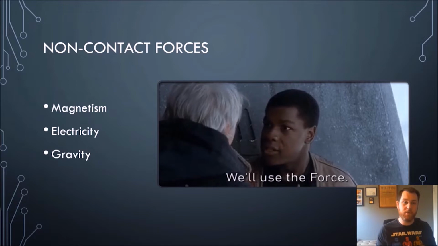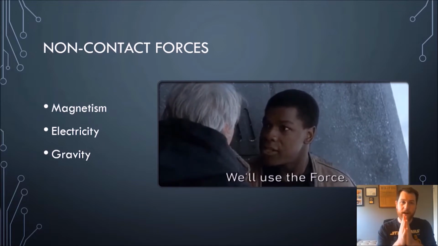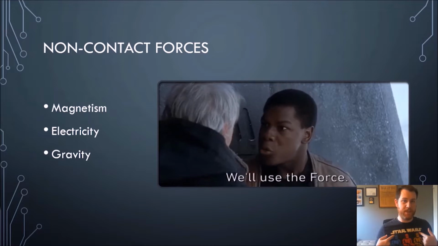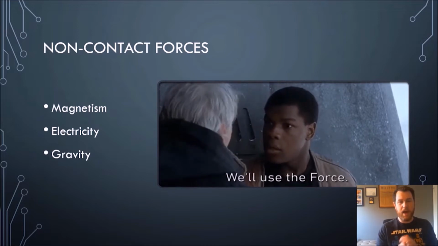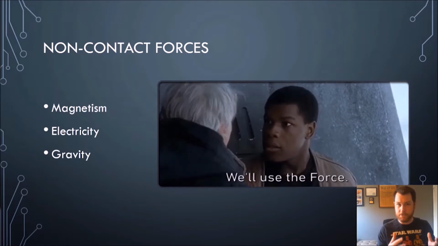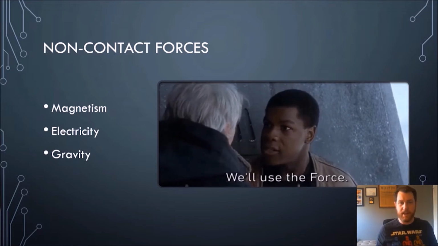Some forces don't require any contact. They don't actually require any physical touching. So we call them non-contact forces. And so while some of you may know Star Wars and the Force, sorry Finn, we're not going to use that kind of a force. Some actual real-life non-contact forces would be magnetism, electricity, which we're going to explore in this presentation, and gravity.